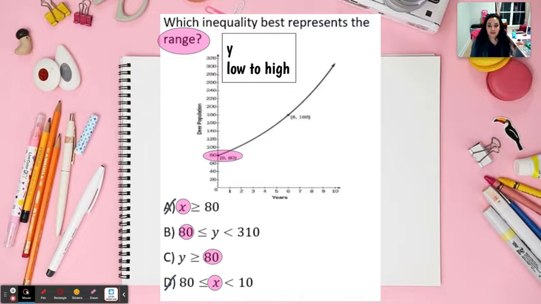So let's go on to my high value. On the high end, I notice that there's an arrow, meaning there is no high value. So we just start at 80. Answer choice B gives you a high end of 310. Again, the arrow means it's going to go past 310, so B can't be it, leaving the only possible answer as C. And this is because my arrow goes up. This is saying y is bigger than 80, so every number more than 80, which is true for this case.